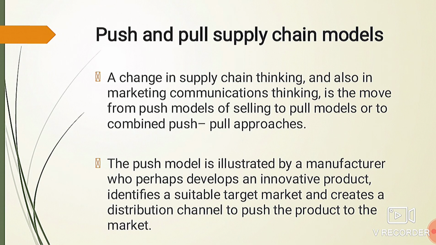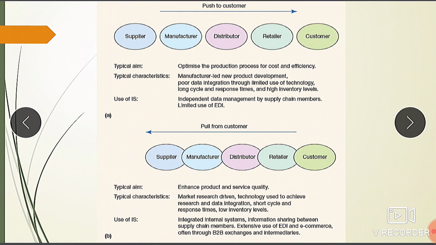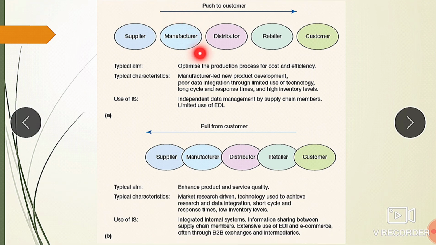There are also push and pull supply chain models. It is a change in supply chain thinking of a manufacturing company and also sa marketing communications thinking. So it is the move from push models of selling to pull models or even combined push and pull approaches. So this is the illustration sa push customer or the push supply chain. So diri gikan siyang supplier to manufacturer, distributor, retailer, and to the customers.